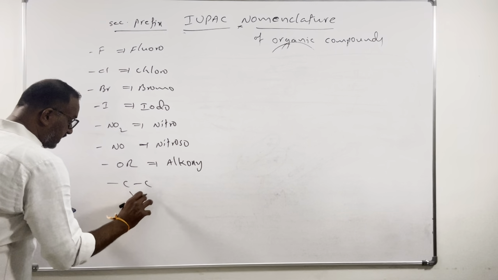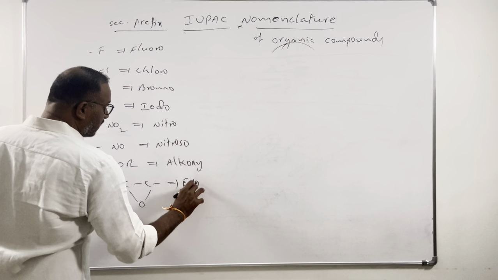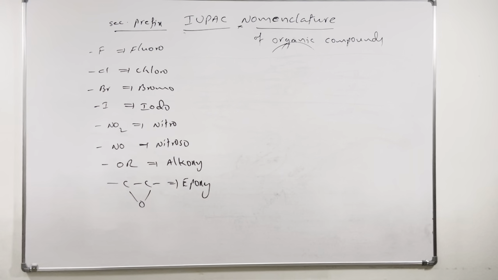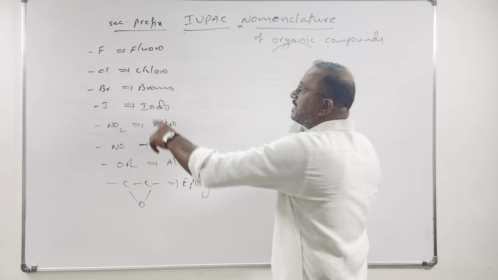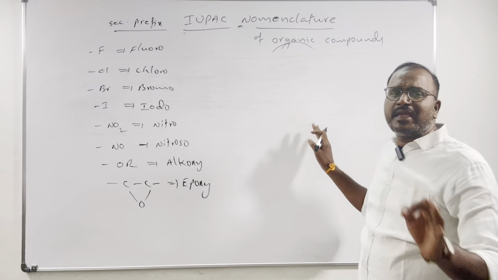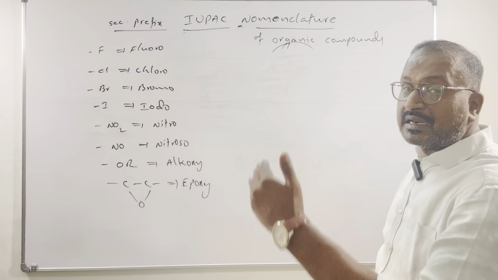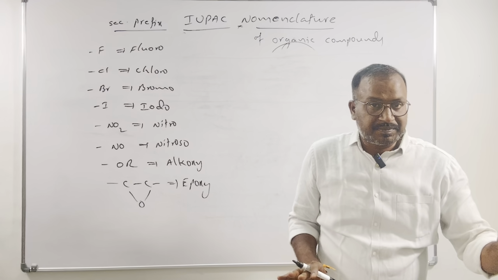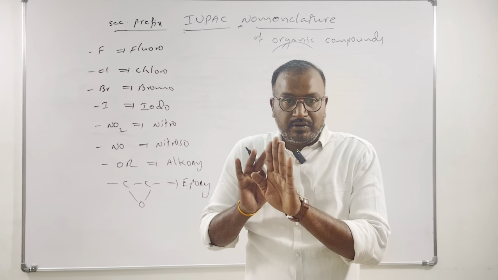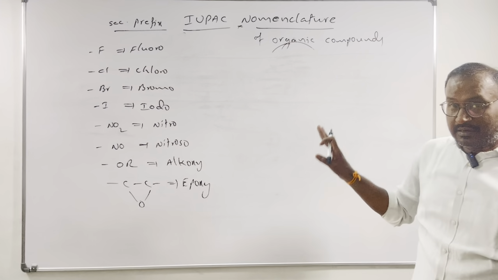And if C is linked with two carbon atoms linked with one oxygen, epoxy. All these come under secondary prefix. We should not, at any cost, write these as secondary suffix. They always come before the root word, and that too before the primary prefix. So an IUPAC name contains, in order: first secondary prefix, then primary prefix, then root word, then primary suffix, then secondary suffix. Just now I told you that.